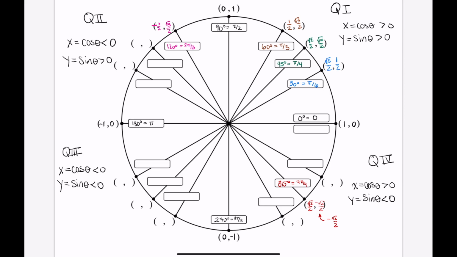Please stop this video now and continue filling in the remaining angles, both in degrees and radians, as well as the x and y values of the terminal points.